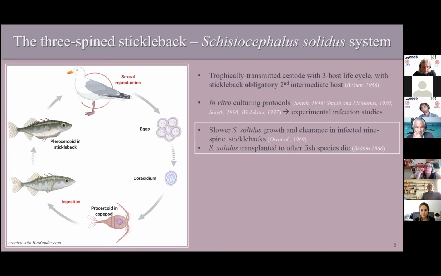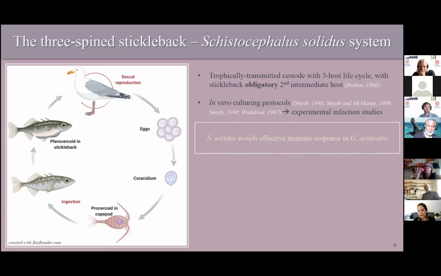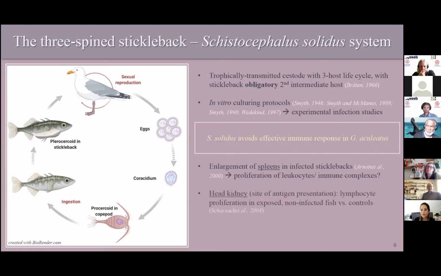parasite grows very well, specifically inside the 3-spine stickleback body. It does not grow well in other fish species, meaning that it has to have developed some kind of avoidance of the immune response of the stickleback. Furthermore, we know that infected sticklebacks have enlarged spleens, which could indicate proliferation of leukocytes. We know that in the head kidney, we have lymphocyte proliferation in exposed but not infected fish.